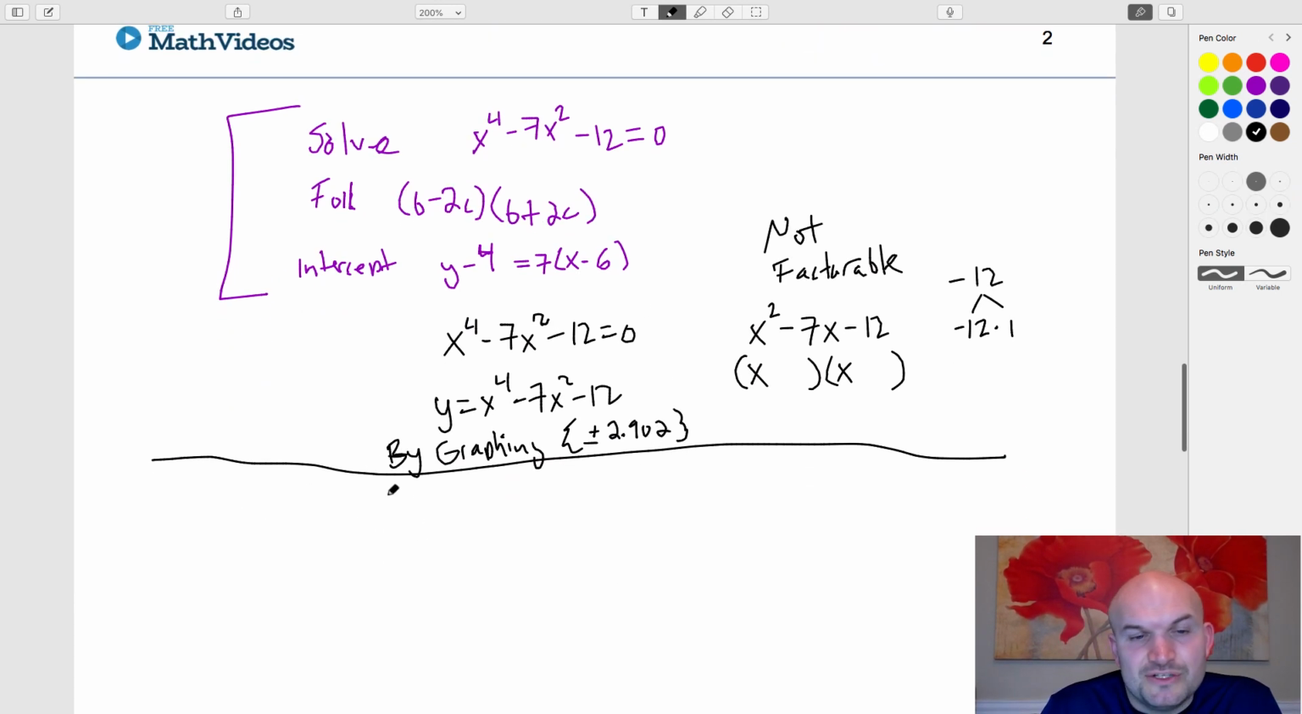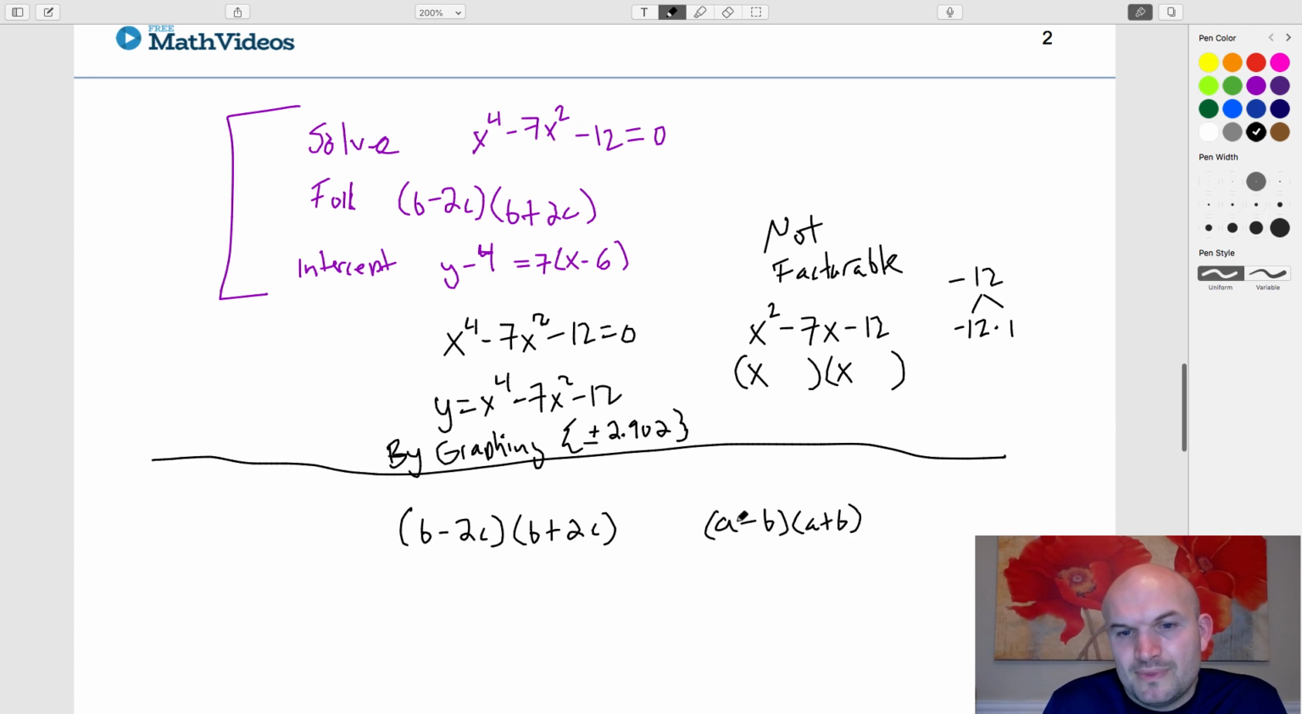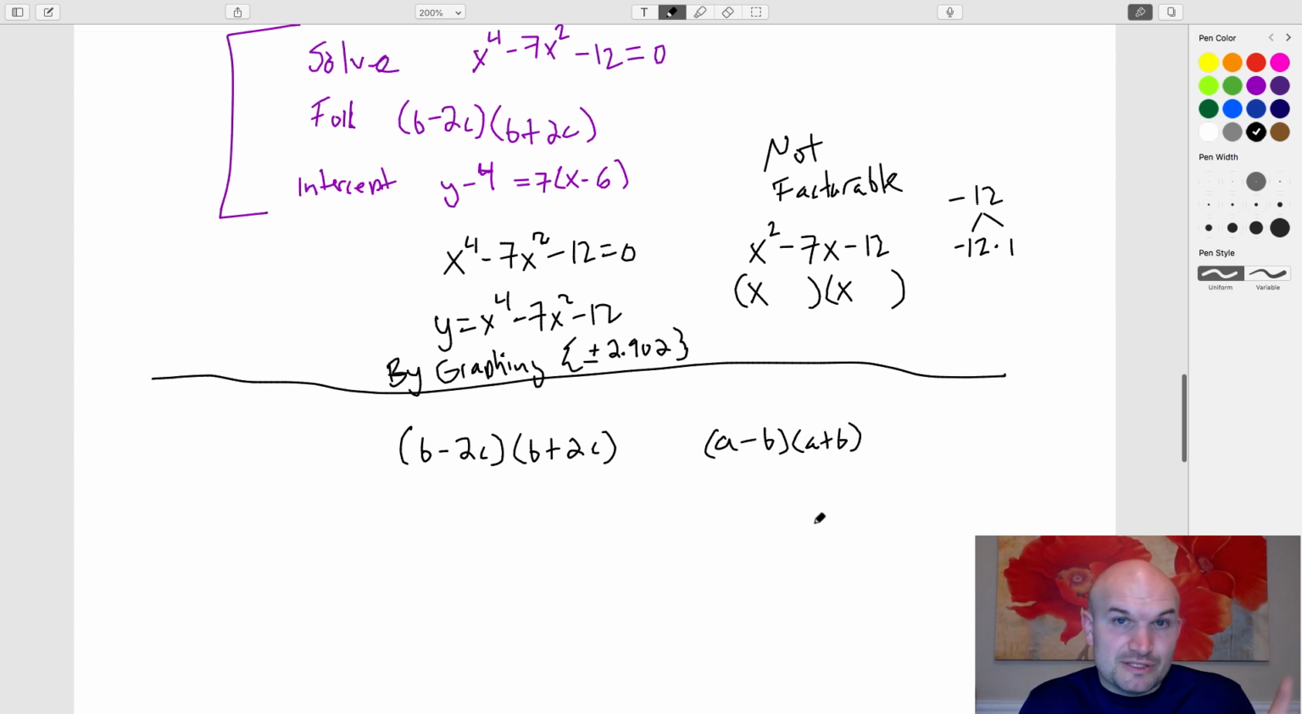All right, if I needed to, the next one is to FOIL. Just remember, FOIL is first, outer, inner, last. And you can see here that these are basically a difference of two squares. If you remember the difference of two squares, a minus b times a plus b, right? When you have two binomials that are the same, except one has subtraction between the terms and the other has addition, that just simplifies to a squared minus b squared. Actually, let's just work it out.